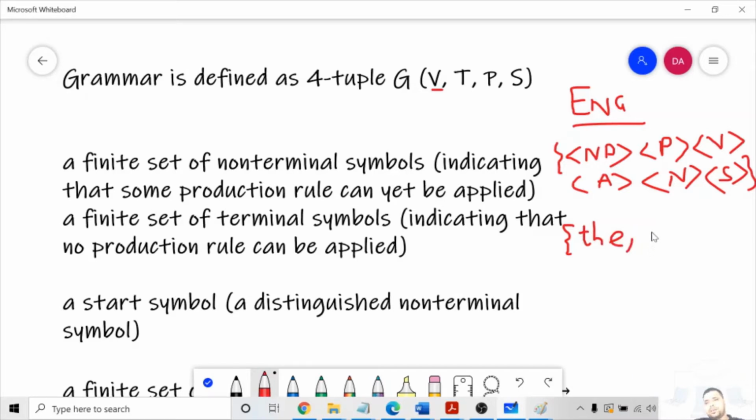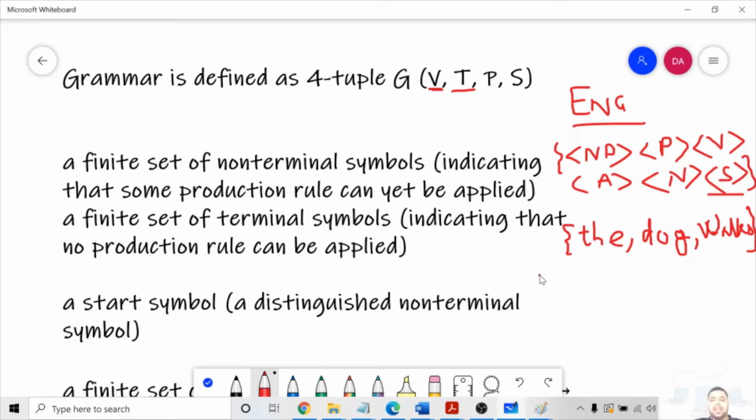Now we have some terminal symbols like say article, the, then we have some noun like dog, and verb like walks. So walks. Okay. So this is your set of non-terminals and the set of terminals. Now we have some start symbol like this S, and then we have this P, the set of productions.